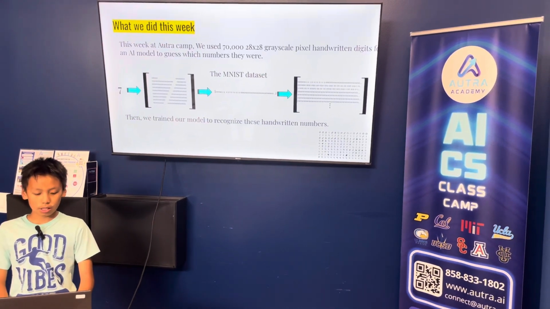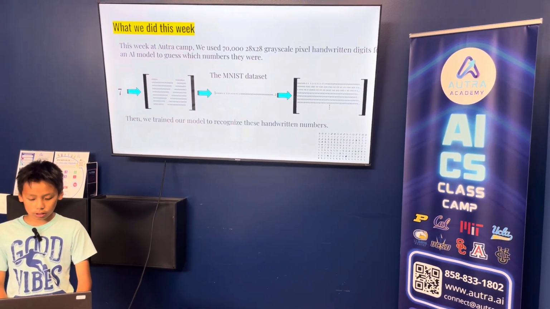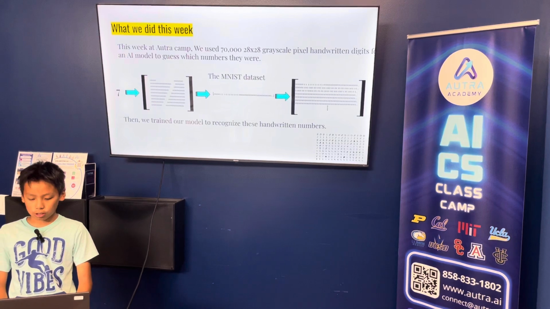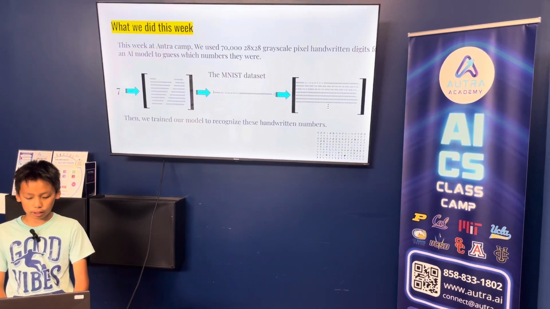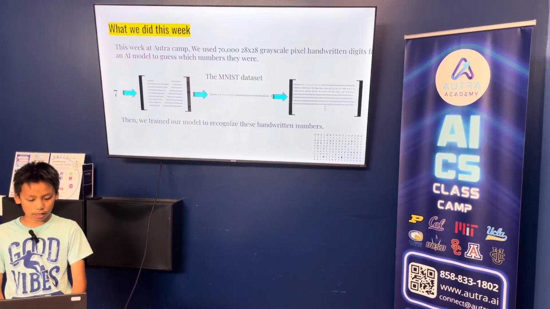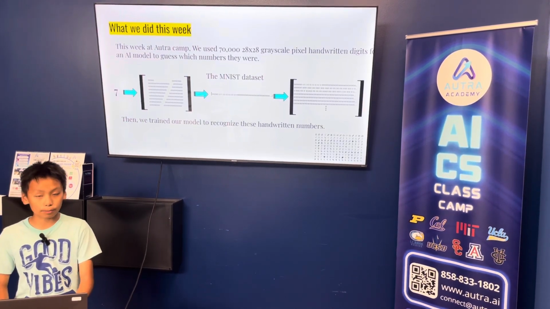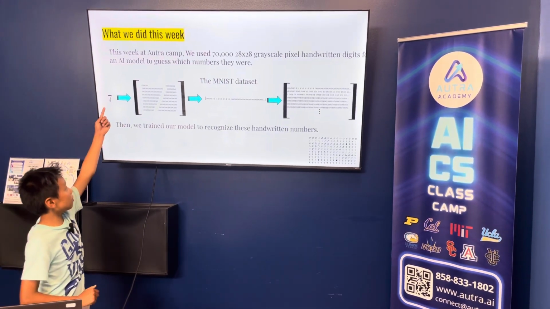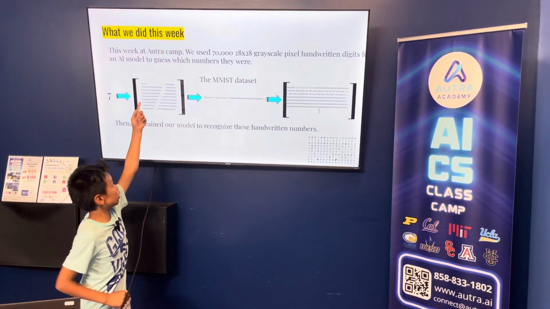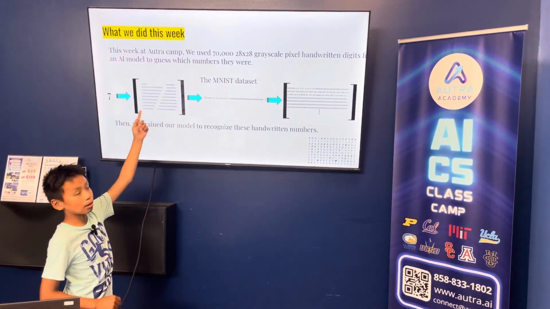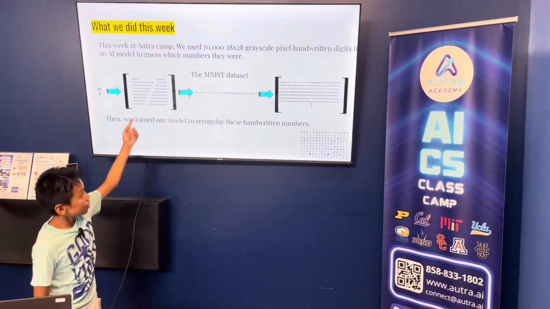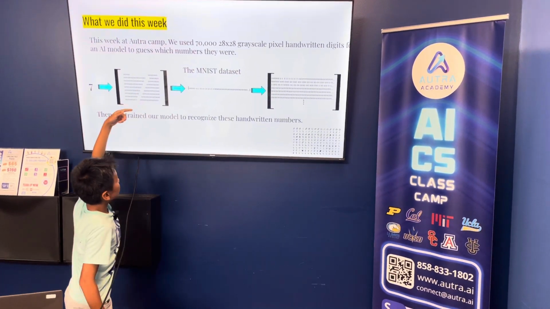What we did this week. This week at AutraCamp, we used the MNIST dataset, or 70,000 28 by 28 grayscale pixel handwritten digits, for an AI model to guess which numbers they were. So this is basically what we did. We have the number 7, we turned it into this matrix of binary that represents the 7. Then, you can see the 7.